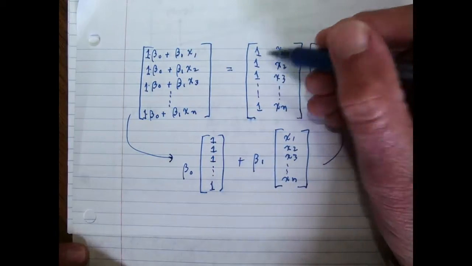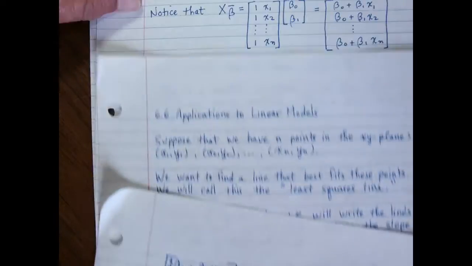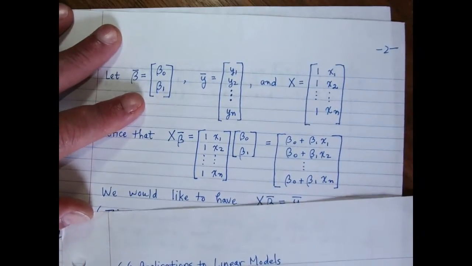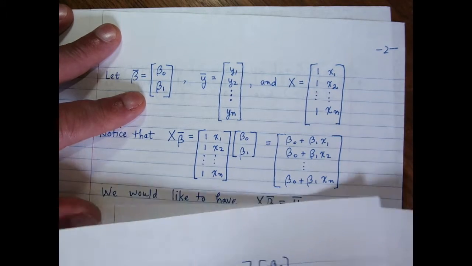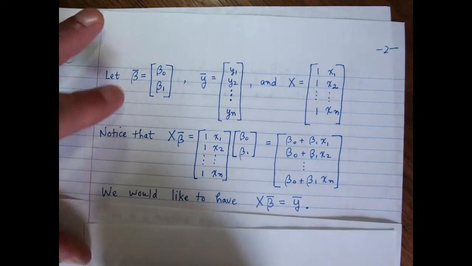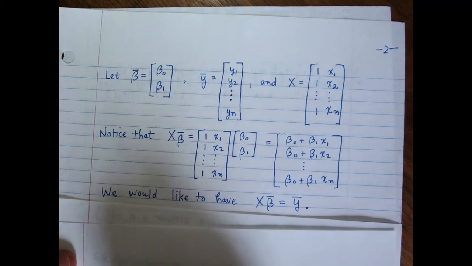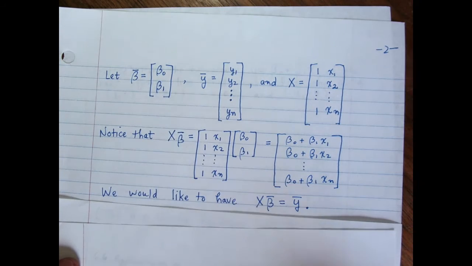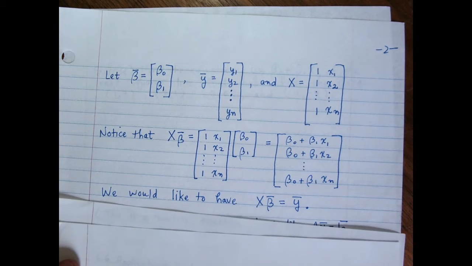So I know the 1s seem kind of mysterious on the next page to some people, like why did I make this matrix of 1s? Those 1s are just the coefficients of beta 0, which is the y-intercept value of the linear equation. Beta 1 is the slope value, okay?